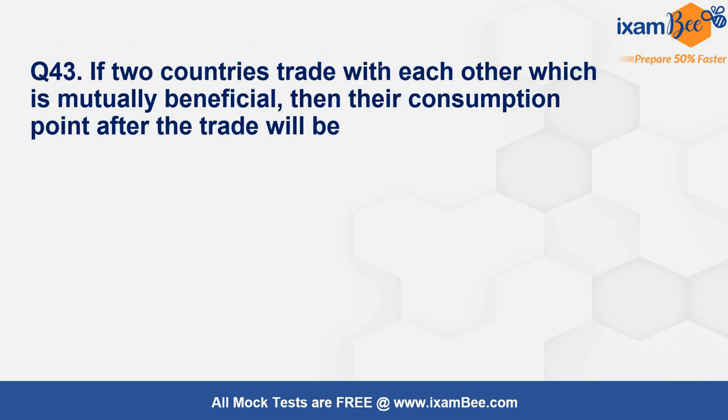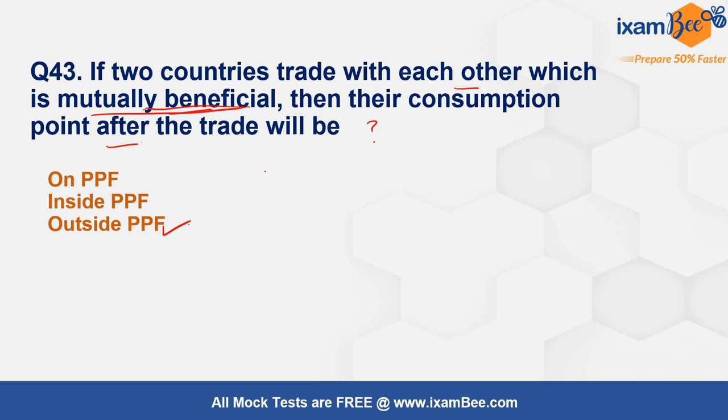Next, if two countries trade with each other which is mutually beneficial, then the consumption point would be where? That's the question asked. It would be on the PPF, inside the PPF, outside the PPF, and some other option was also there. So obviously it would be outside the PPF because they are having mutually beneficial trade. So they would be consuming somewhere outside their production possibility frontier, the maximum that they could produce.